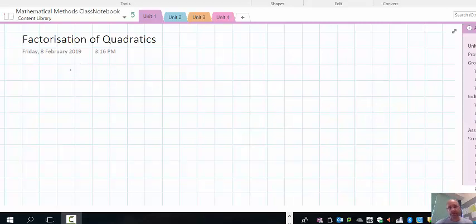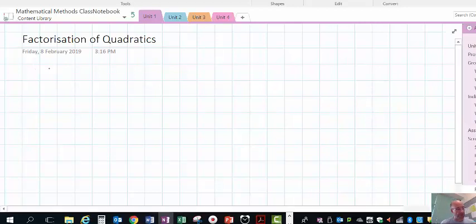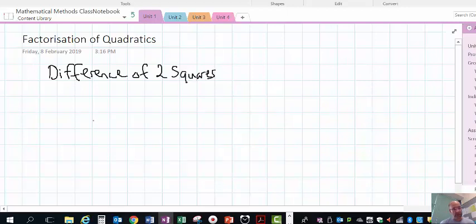We're going to look at factorization of various types of quadratic functions. The first one we're going to look at is one that we've touched on before when we did expanding. When we've got the difference of two squares, or two things squared, we can recall a pattern, but we're going to apply it in the opposite direction.